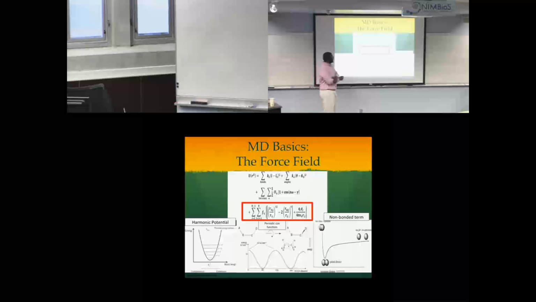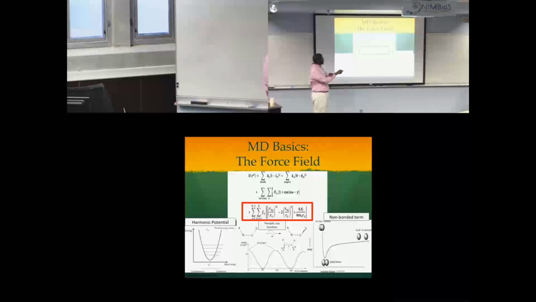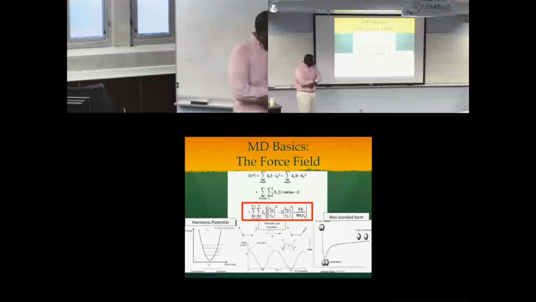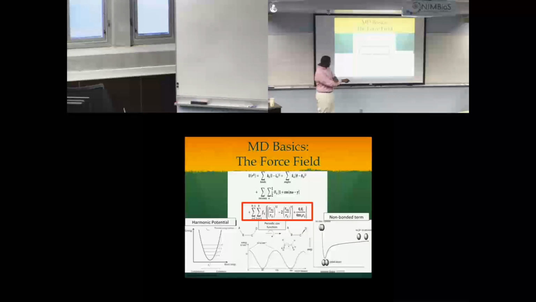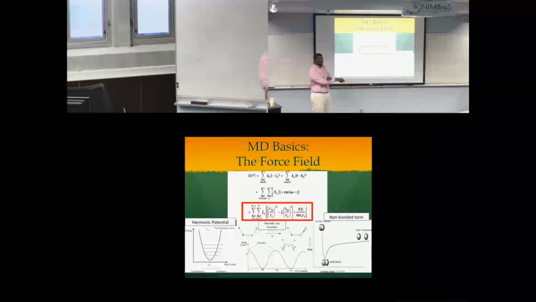The last term is a non-bonded term, which actually is 2 terms in there. There's this guy, which is the van der Waals term, and this guy, which is an electrostatic term. Van der Waals is chiefly about repulsion, right? I like to explain this in a way of, okay, this graph here is showing you energy again on the Y and the interatomic distance, how close the 2 atoms are, on the X.